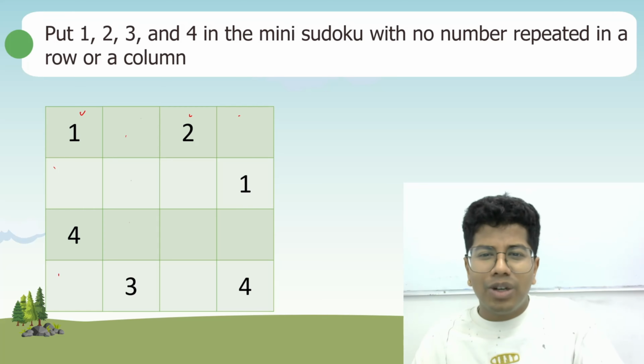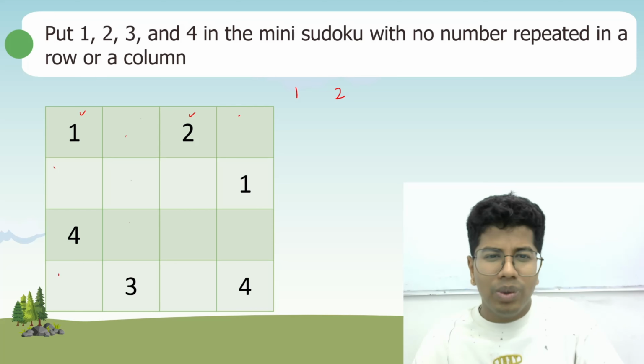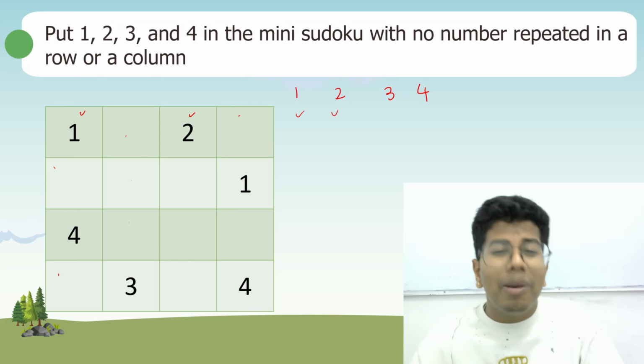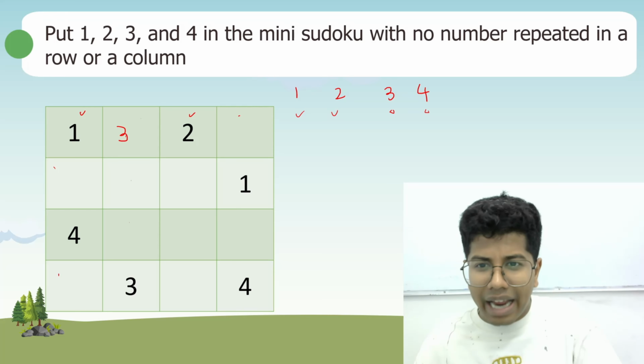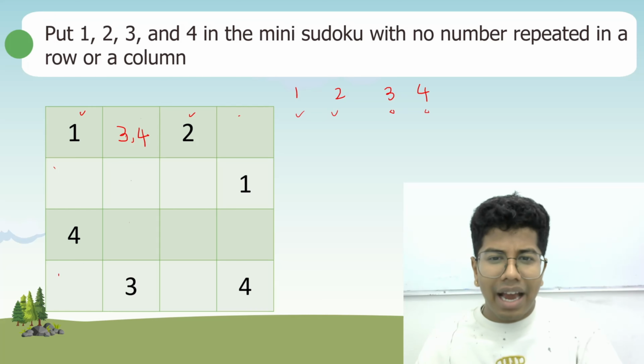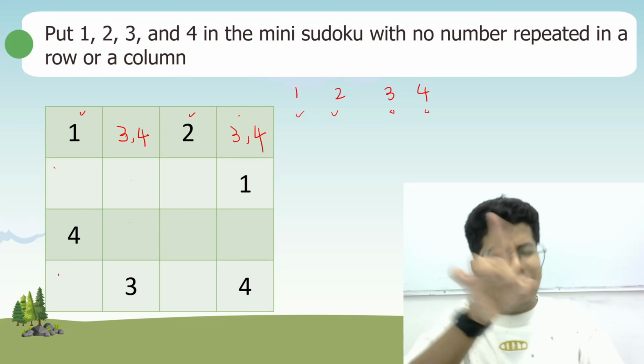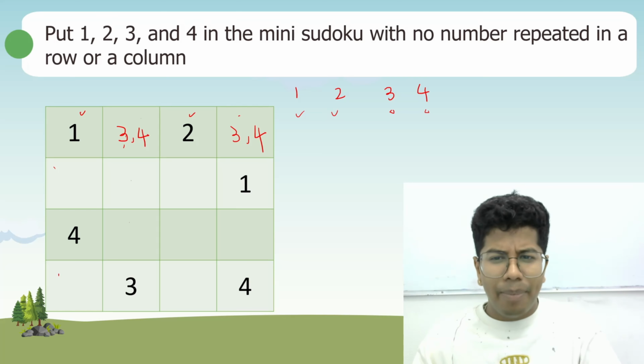Now, 1 is here, 2 is here. Out of the numbers 1, 2, 3 and 4, if 1 and 2 are already occupied, which 2 numbers can I put? I can put either 3 or 4. So here I can put either 3 or 4. Here I can put either 3 or 4. Now tell me one thing. Here can I put 3?